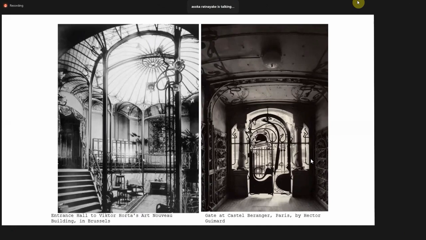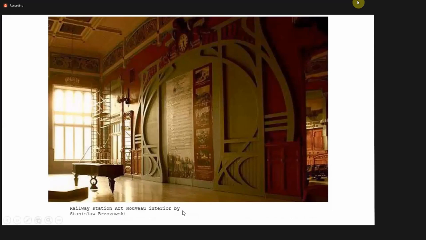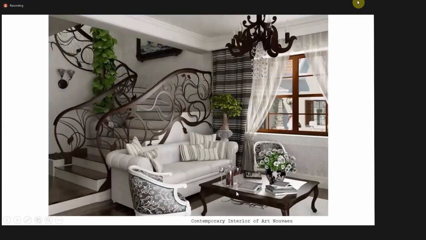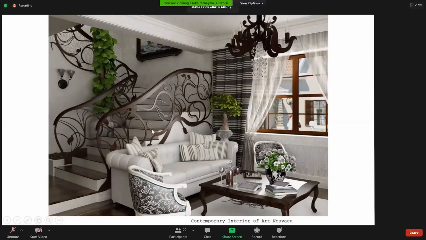All the metal work, the advancements in metal, that they can bend and create several looks. The ability to work with metal was incorporated in this art form. Railway station interior. See the lines? And the furniture designs were like this. This is something inspired from Art Nouveau. This is not that old-aged Art Nouveau, but in modern days, you can call this inspired from Art Nouveau.